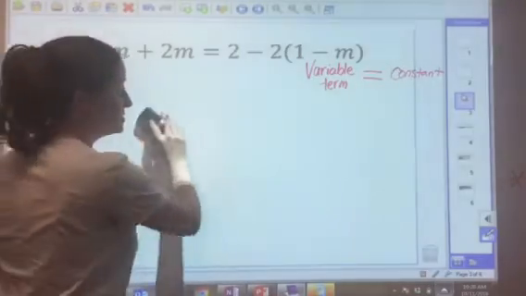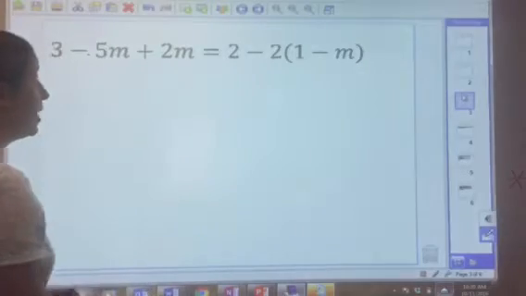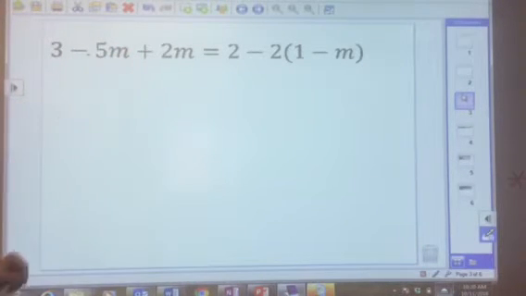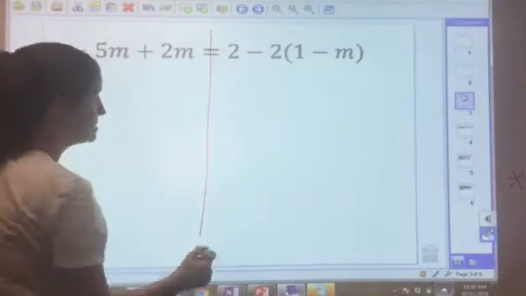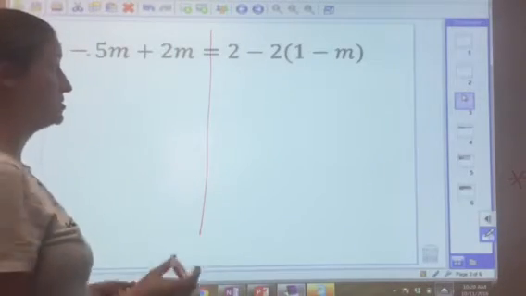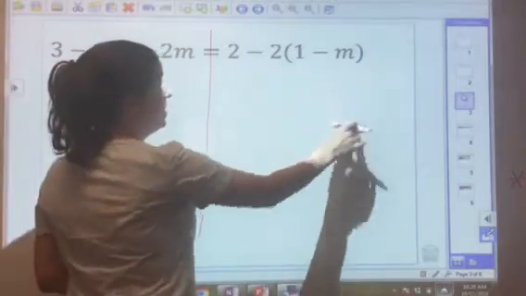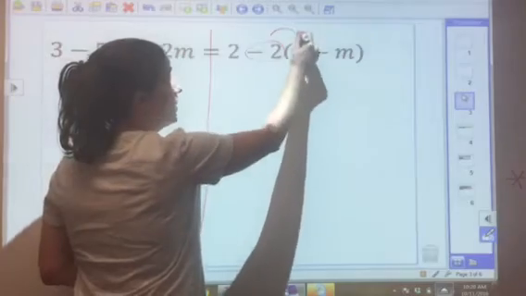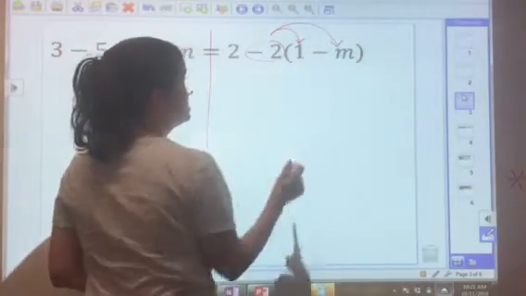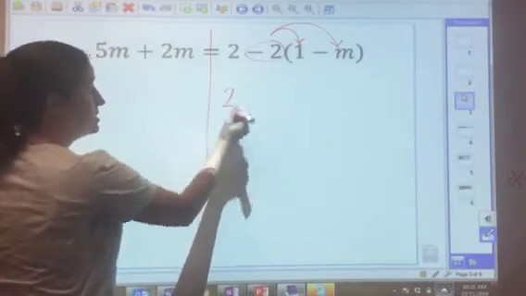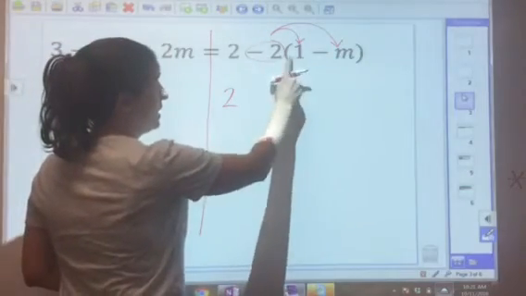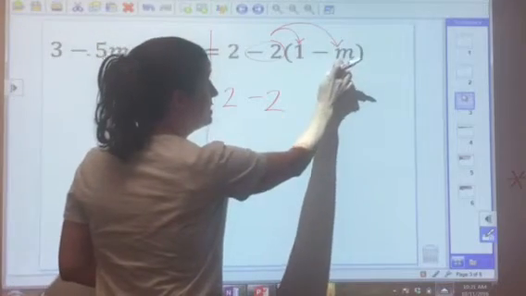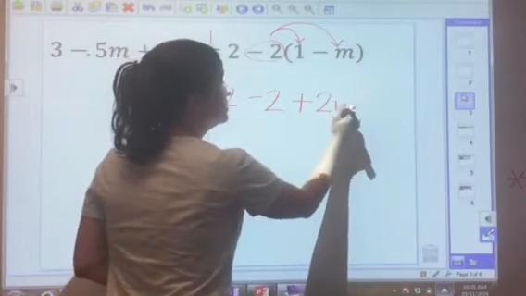Few more steps because we have distributive property and we have like terms on the same side of the equal sign. Always do the distributive property first. Get that multiplication done. What are we distributing? We are distributing -2 to everything inside the parentheses. So I'm going to bring down the constant 2 and I'm going to multiply -2 times 1, which is -2. -2 times -m, which is positive 2m.